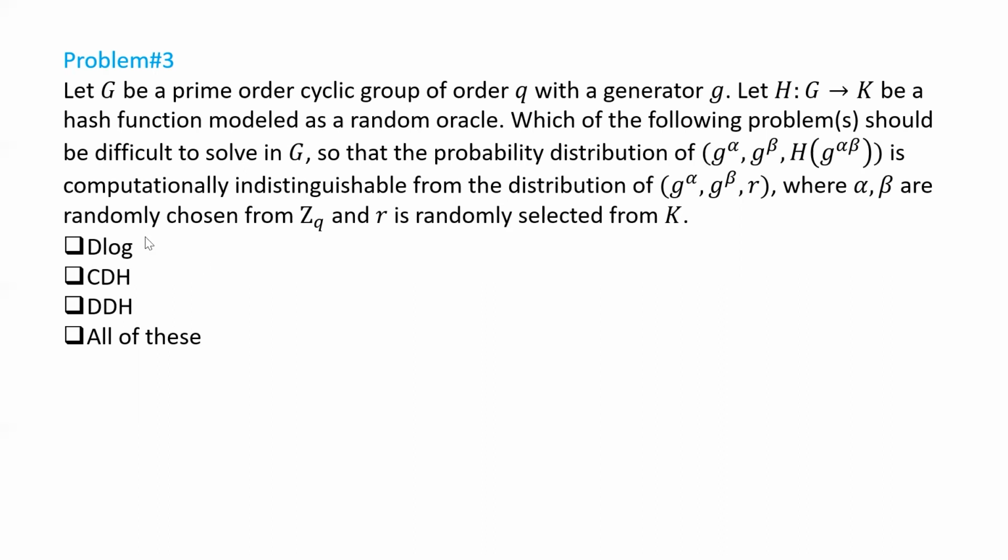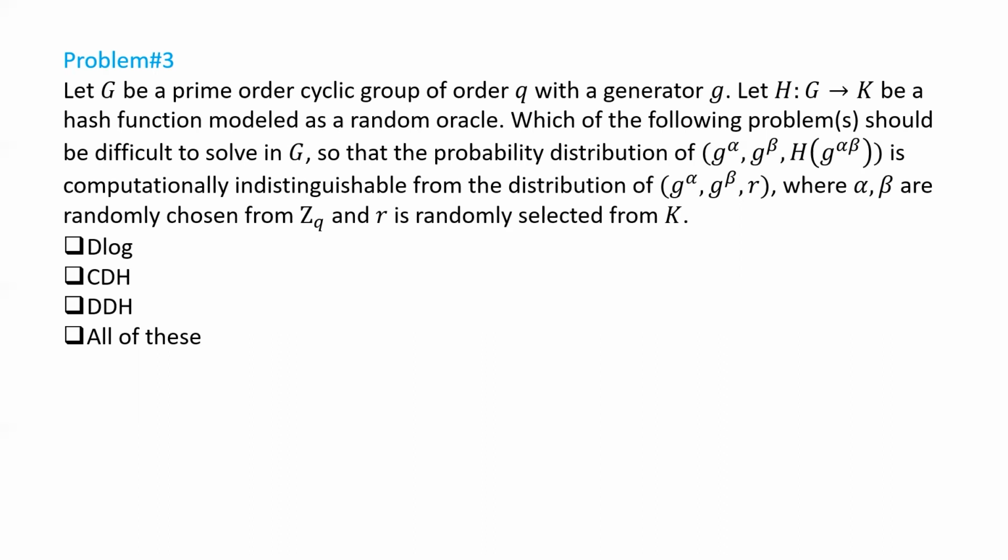So if D-log is easily solvable, then when you are seeing the triplets of the form g to the power alpha, comma g to the power beta, comma some third element, by seeing g to the power alpha, you can easily compute alpha, as we are assuming that D-log is easy to solve. If that is the case, then you can easily compute g to the power alpha beta as well, because you know the value of alpha and beta by seeing g to the power alpha and g to the power beta. And as you can compute g to the power alpha beta, you can compute the hash of it as well. The hash function is also available to you.